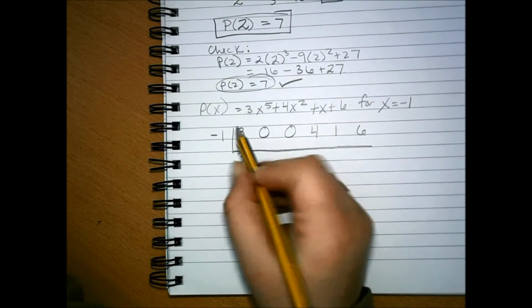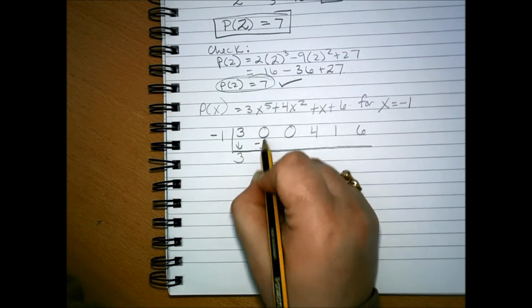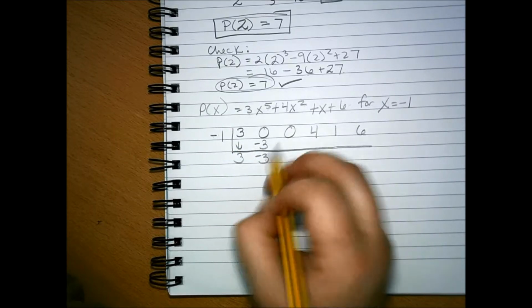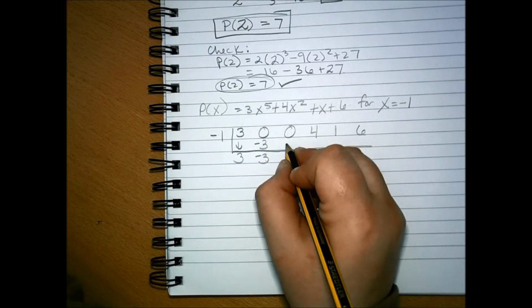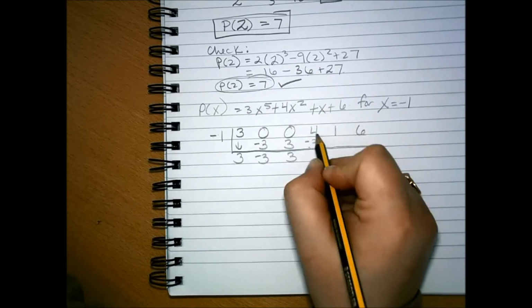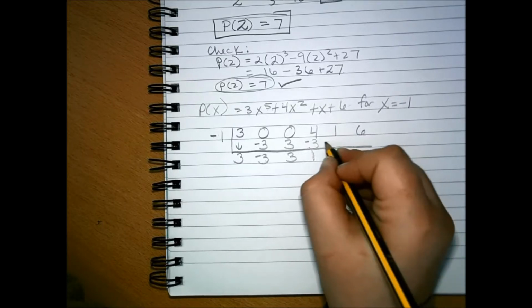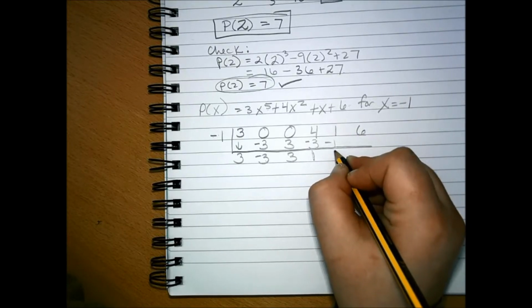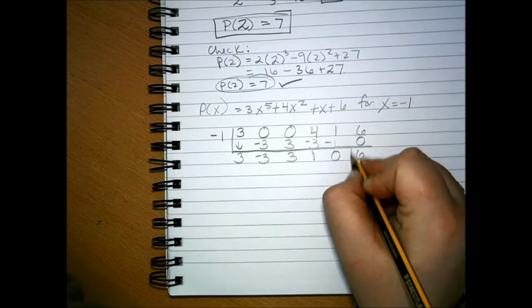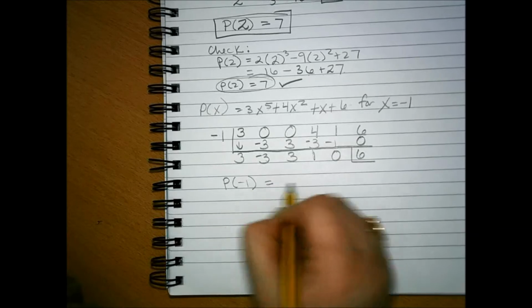Bring down the first term. Multiply negative 1 times 3, negative 3. 0 plus negative 3, negative 3. Negative 3 times negative 3 is 3. 0 plus 3 is 3. Negative 1 times negative 3 is 3. 4 plus negative 3 is 1. 1 times negative 1 is negative 1. Negative 1 plus negative 1 is 0. Negative 1 times 0 is 0. And then we have 6. That's our remainder. So that means that p of negative 1 is 6.